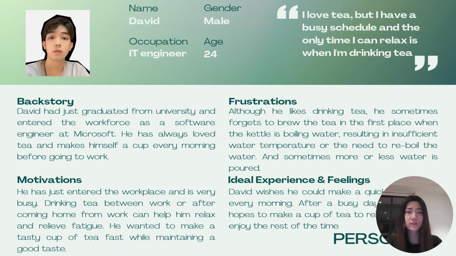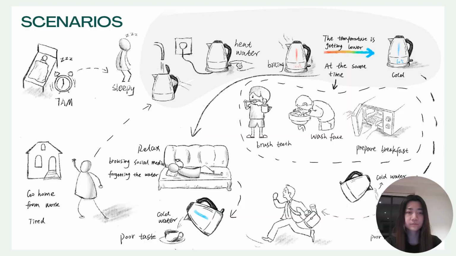This is Persona. David is a young man just entering the workforce who loves tea and usually makes himself a cup of tea in the morning. For him, drinking tea wakes him up for the day, and he wants to make it quickly while maintaining a good taste. But he often forgets to pour the water until the first time it boils, which affects the flavor of the tea when the water drops in temperature.